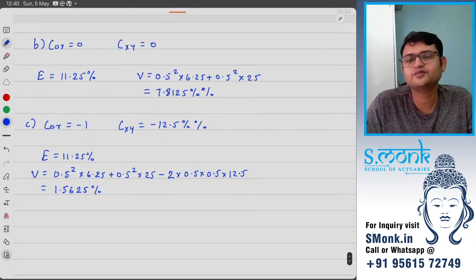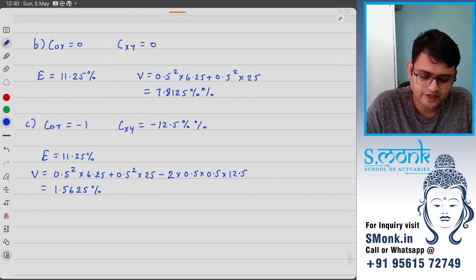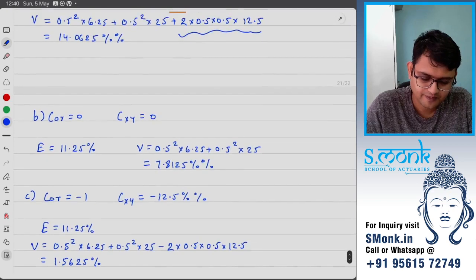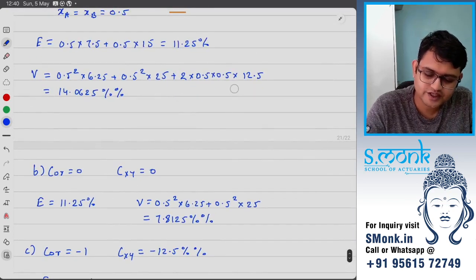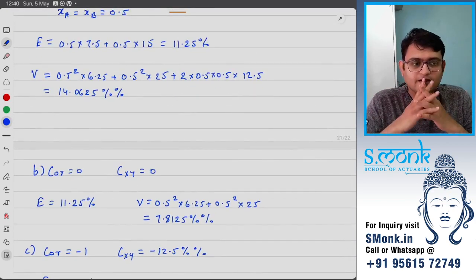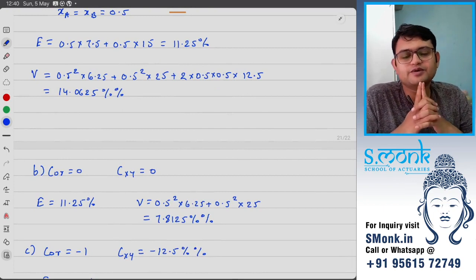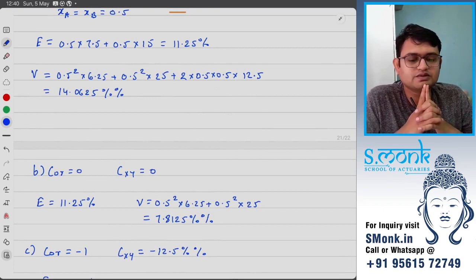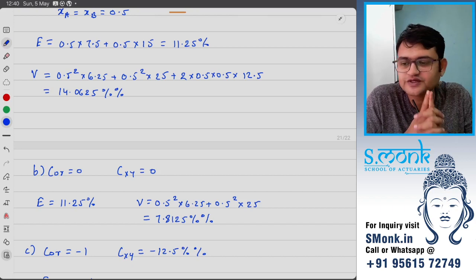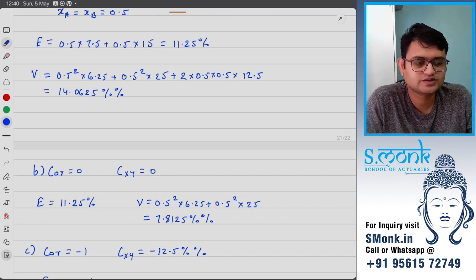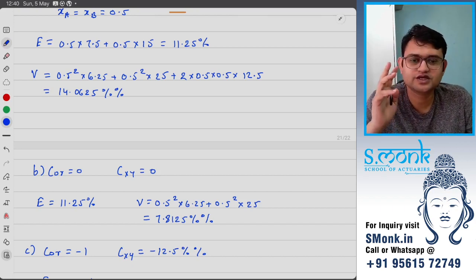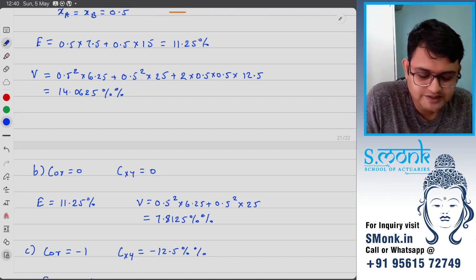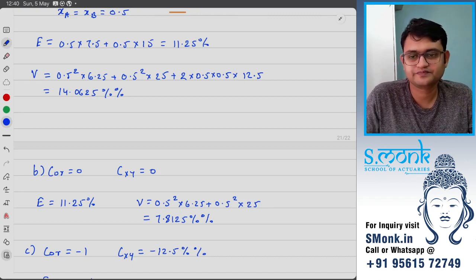So you can do the D part yourself, right? D part I'll leave it up to you. Now these three parts, with this simple example, the whole strategy of investment has been taught. Just with this simple example, A, B and C.